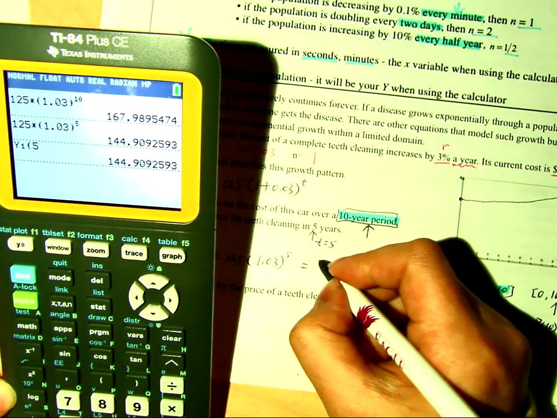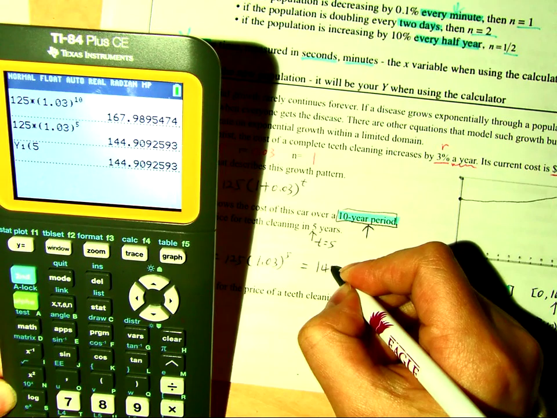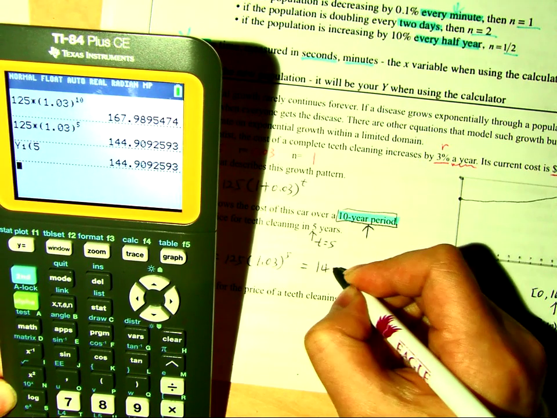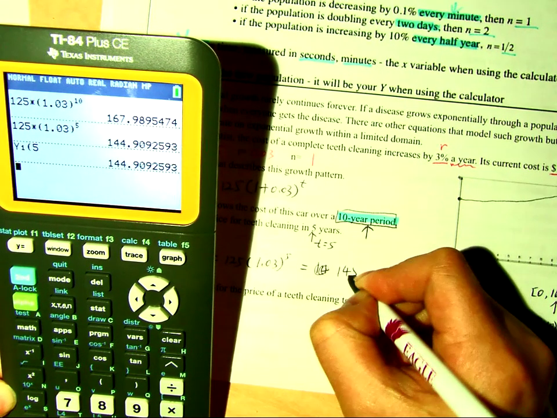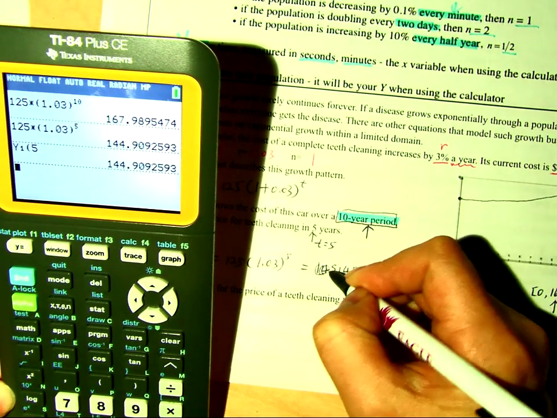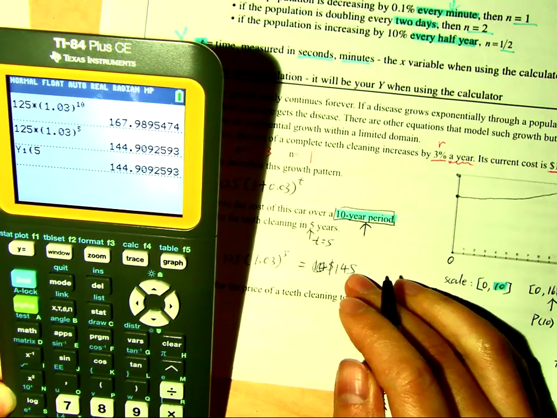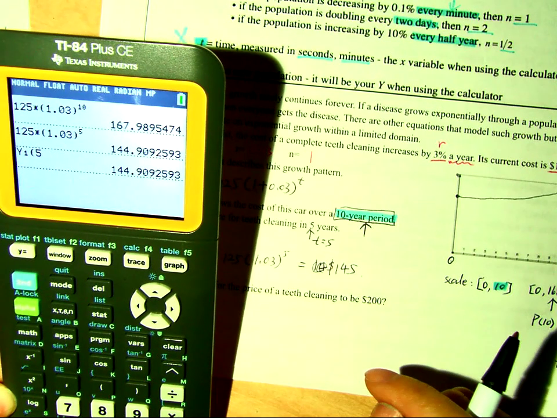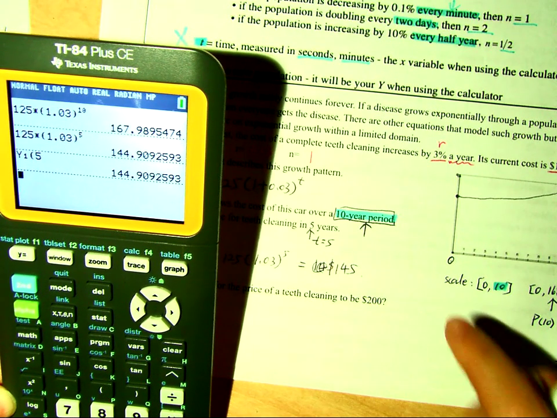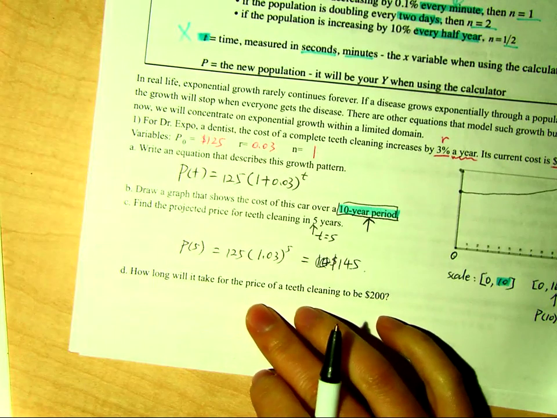So the answer will be 144.9 something. So I can round it to 145. Oh, you can have a decimal. It's okay because we talk about the price. It's okay to have a decimal in a price. But when we talk about population, you have to round to a whole number. Okay. Look at the last one.